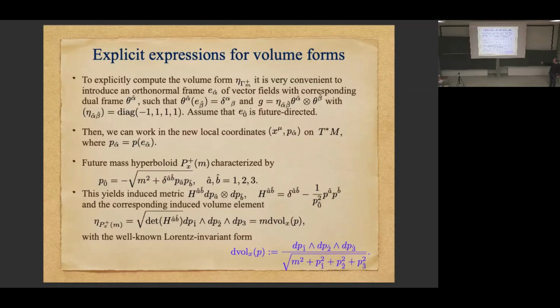And if you compute the determinant of this, then you get that the volume form on the future mass hyperboloid will be this expression, which I will call d vol x of p. And this is actually just the well-known Lorentz invariant form that you know from special relativity.